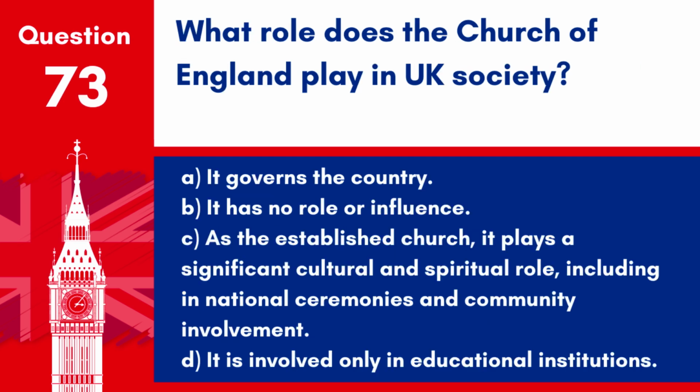Question 73. What role does the Church of England play in UK society? A. It governs the country. B. It has no role or influence. C. As the established church, it plays a significant cultural and spiritual role, including in national ceremonies and community involvement. D. It is involved only in educational institutions.